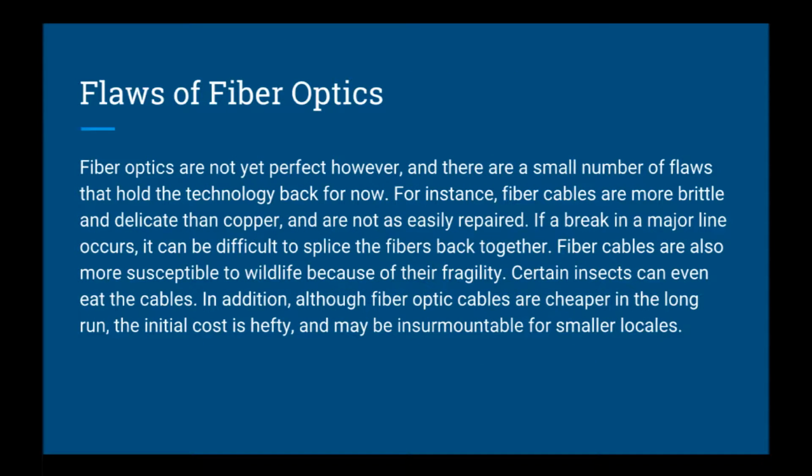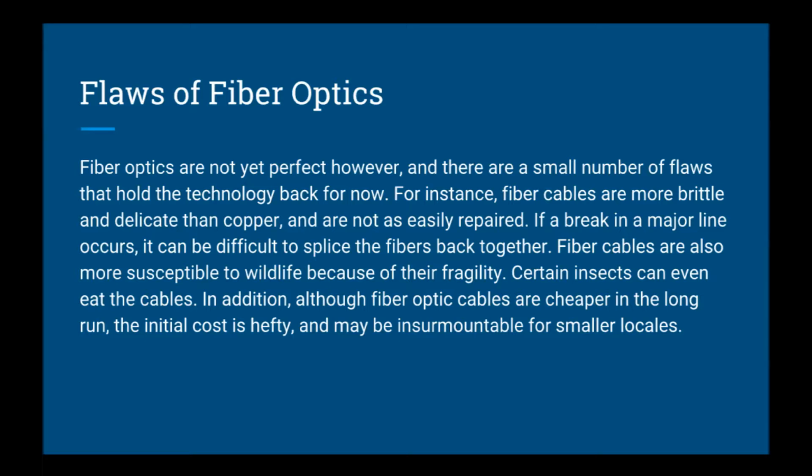Fiber optics are not yet perfect, however, and there are a small number of flaws that hold the technology back for now. For instance, fiber cables are more brittle and delicate than copper and are not as easily replaceable. If a break in a major line occurs, it can be difficult to splice the fibers back together, causing even more turbulence and problems. Fiber cables are also more susceptible to wildlife because of their fragility. Certain insects can even eat the cables.